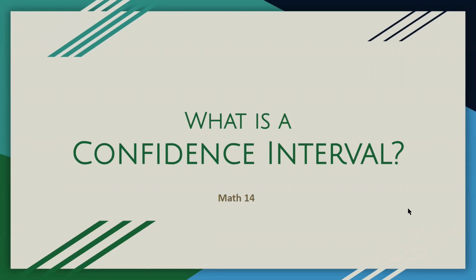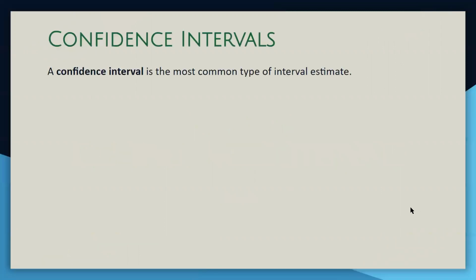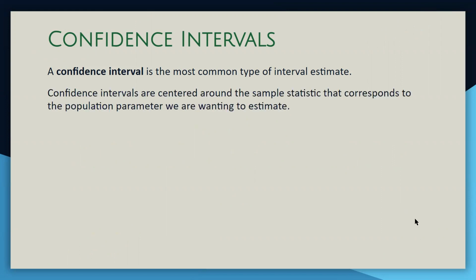What is a confidence interval? A confidence interval is the most common type of interval estimate, and we talked about interval estimates in our last video. Confidence intervals are centered around the sample statistic that corresponds to the population parameter we want to estimate. So if we're estimating a population mean, our confidence interval is centered around the sample mean. If we're estimating a population proportion, our confidence interval is going to be centered around the sample proportion.